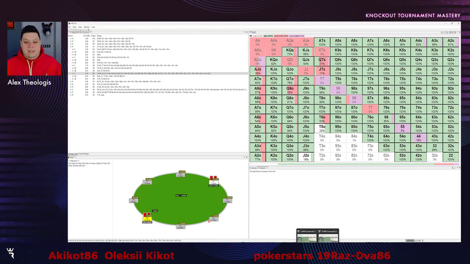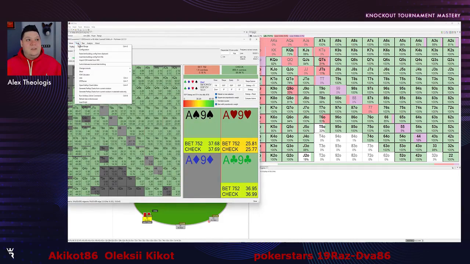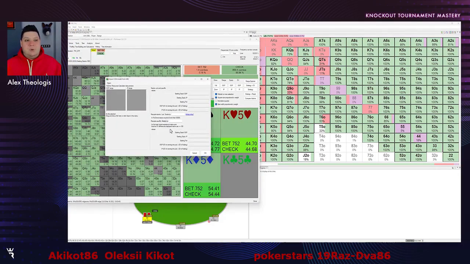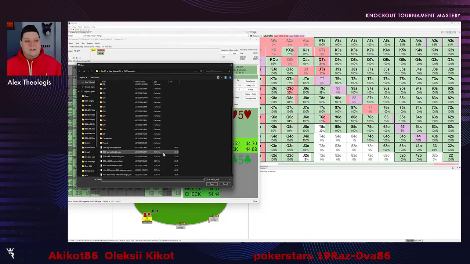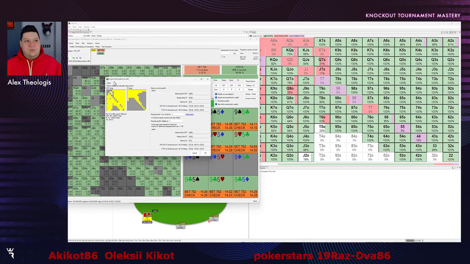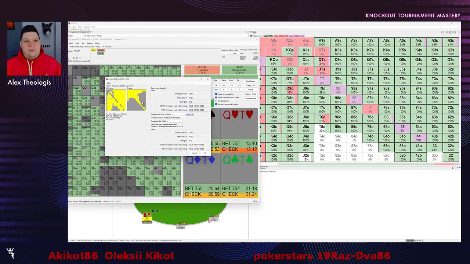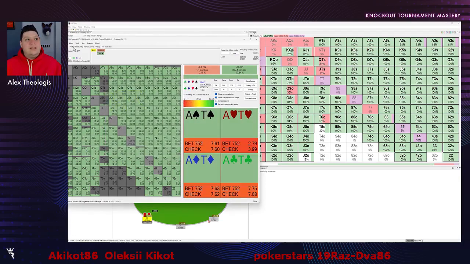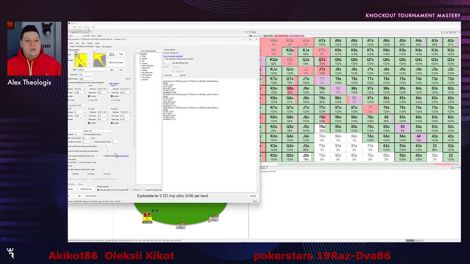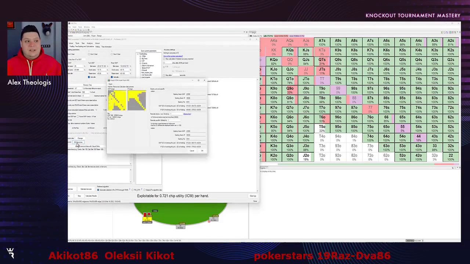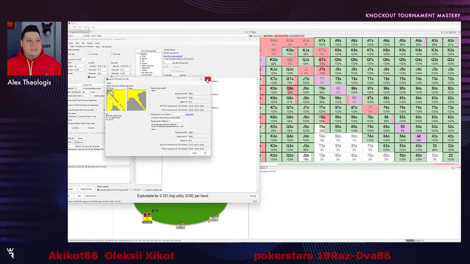What we need to do after that is open PioSolver and click Tools, then import ICM model from HRC. This pop-up will open, and then we click Open, and we select the file that we saved. Once we select our file, this will fill up, and after we click OK, we are then taken into the post-flop tree configuration where the ICM model is in effect, the ICM structure is properly set up based on the HRC solution.